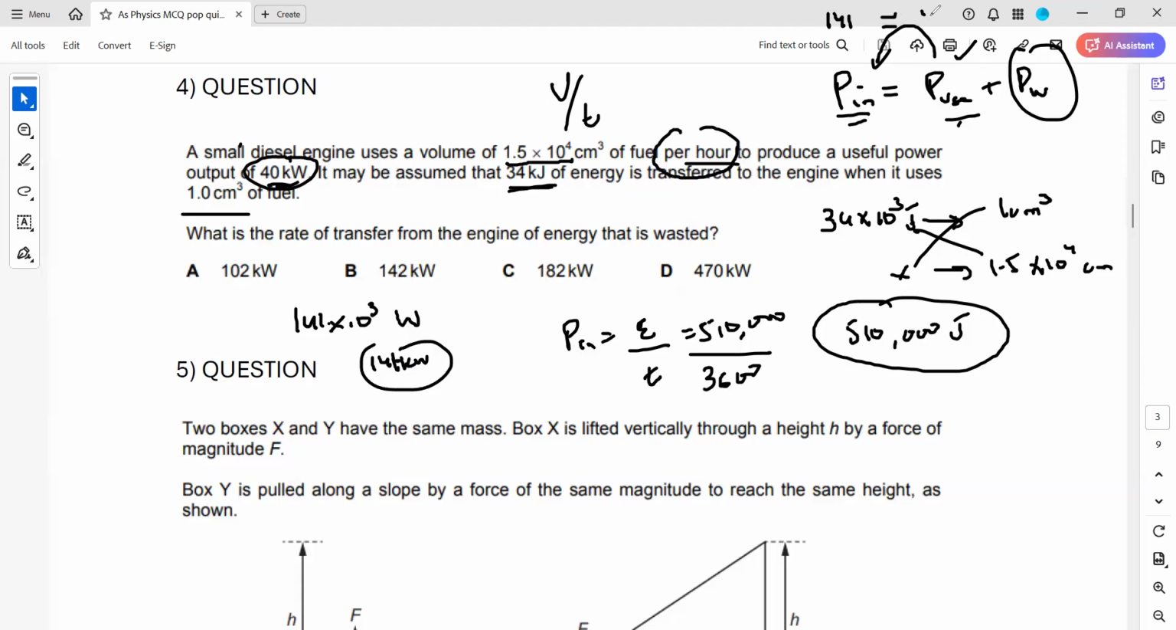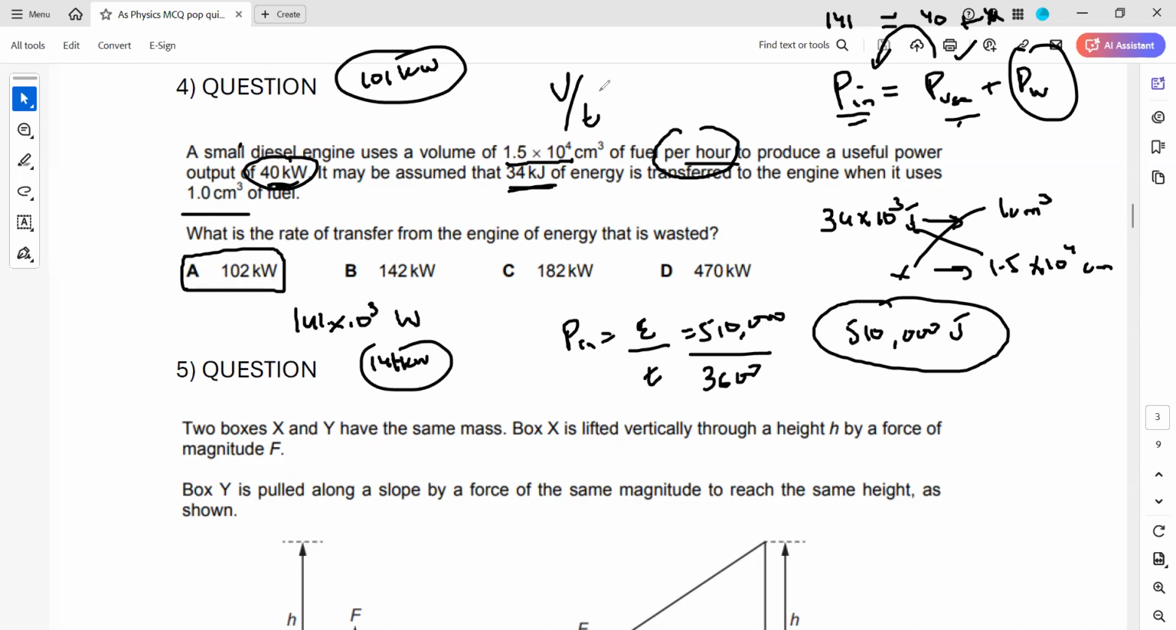The useful power which is provided was 40. The wasted we don't know, unknown. So if we move to the other side, it will be 101 kilowatt of energy being wasted. So 101 kilowatt, so it matches with option A. So first what we did, we worked out how much total energy is given to the engine and then how much total power is given to the engine. And if we subtract the useful power from the input power, we'll know how much power is wasted from the engine.